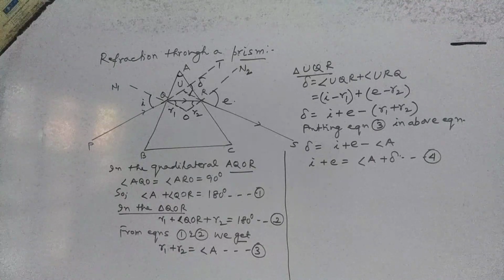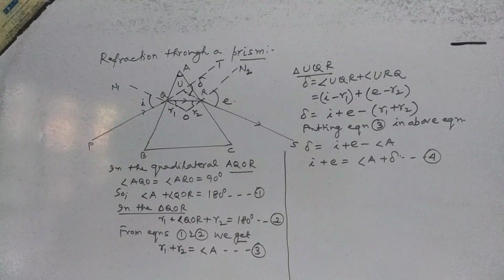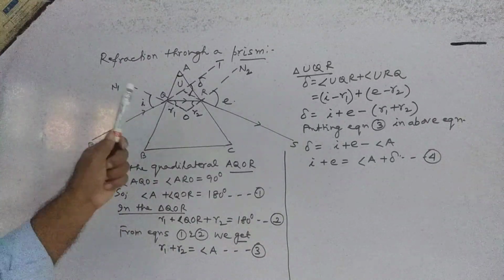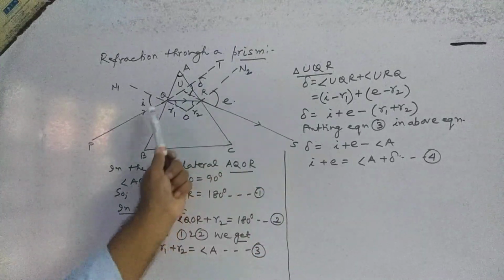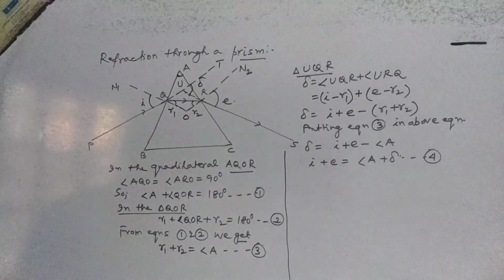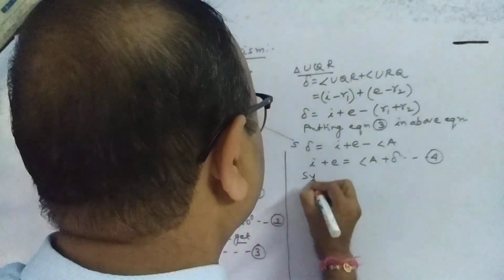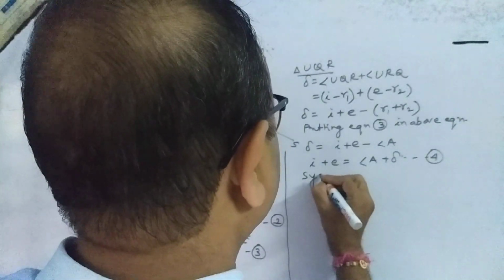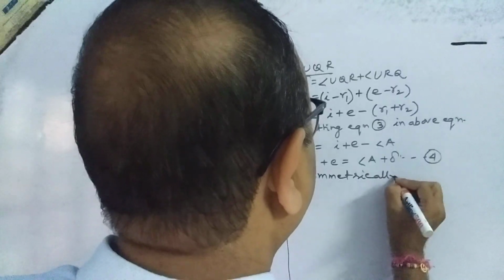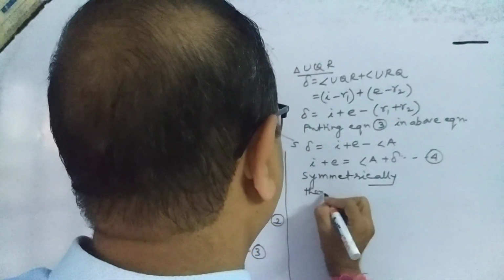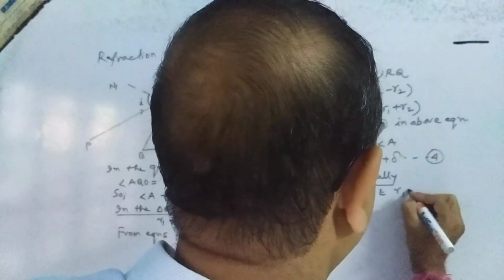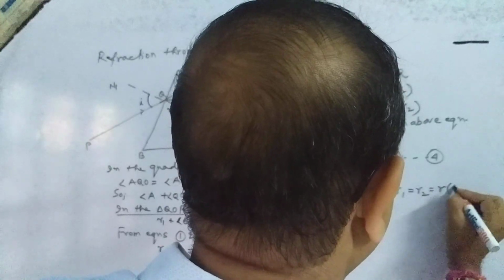Now I apply a specific condition. The condition is this: if this ray of light is incident symmetrically on these refracting surfaces, that means if the ray PQ is incident symmetrically, then what will happen? Then I is equal to E, and R1 is equal to R2 is equal to R.